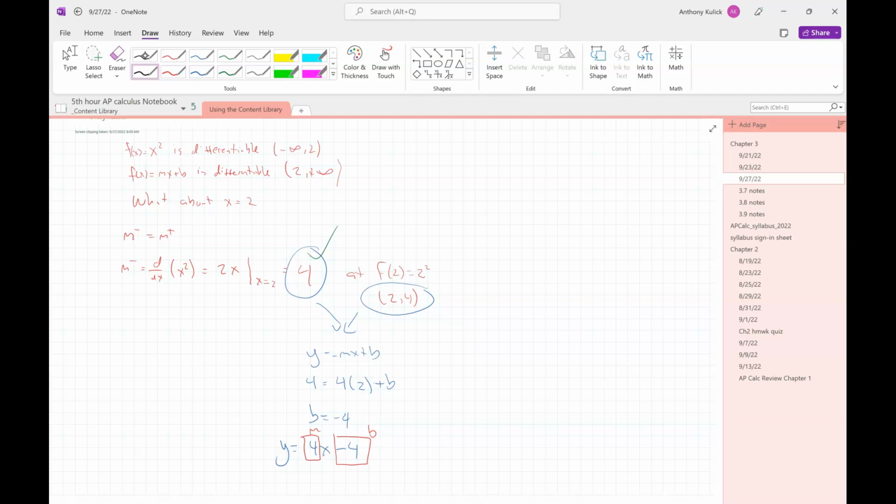Paul? So you're getting 4 from plugging 2 into the derivative. Okay. And then when you do f of 2 equals 2 squared, that's where you get your x and y. Right. Okay, so I see.